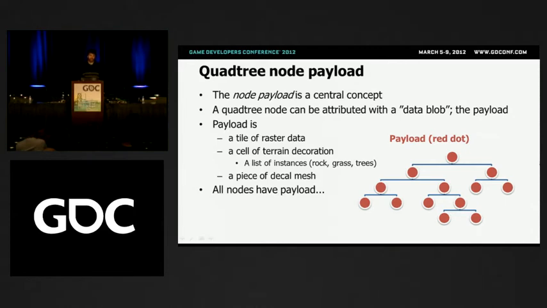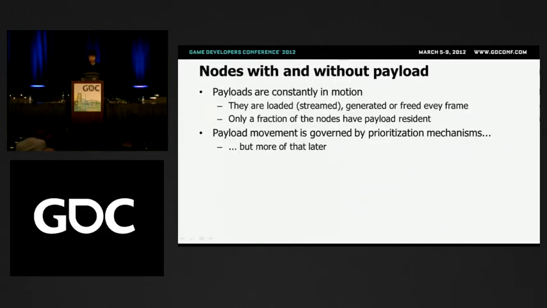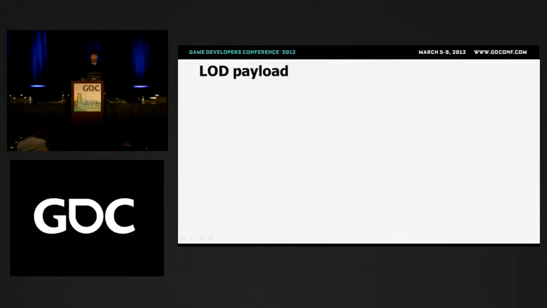All the nodes have payload. Otherwise, there is no point with them. But normally, only a fraction of them have the payload loaded. So those payloads are actually in constant motion. They're being streamed in from disk, they're being procedurally generated, or they're being freed and removed. And this happens every frame. There is a prioritization mechanism to control all of this, and I will get back to that later in the presentation.